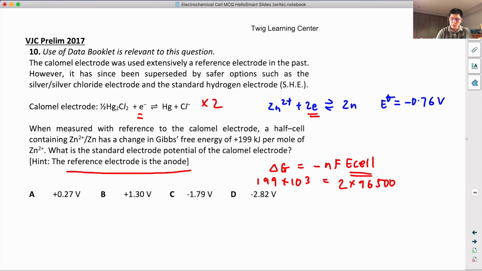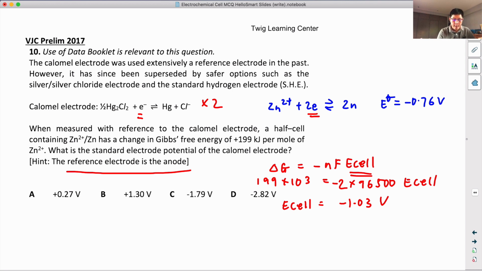And F is 96500. Then we can calculate my E cell. This is a minus, of course. So what's E cell going to be? Let me check. If you did your calculation, E cell would be minus 1.03 volt. All right, so let's see the next part. Once you have the E cell, we can actually do the question.